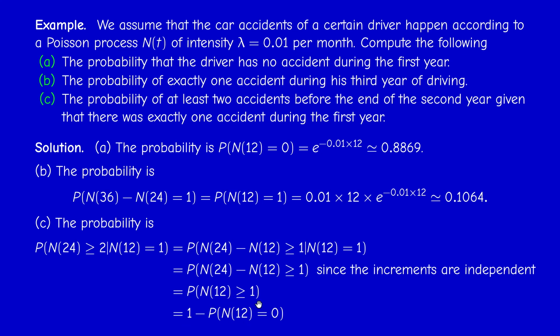The second way is to write this as an infinite series. So this is the probability of N of 12 equal 1 plus the probability of N of 12 equal 2 plus etc. If you want to write it in this way, you'll get an infinite series, but when you simplify, you'll get exactly the same result. So try to do it in another, more complicated way. But you already computed this in part A. So this is 1 minus 0.8869, and this is about 11.3%. So this is a typical question, very easy, that you can ask in the exam.